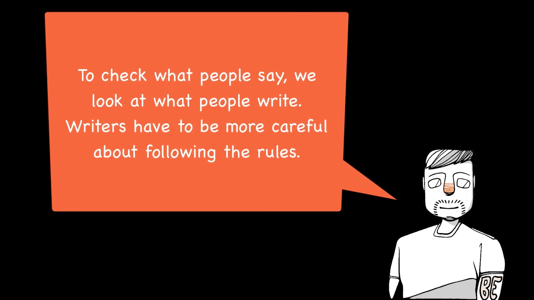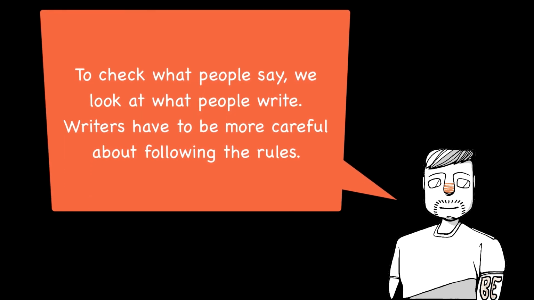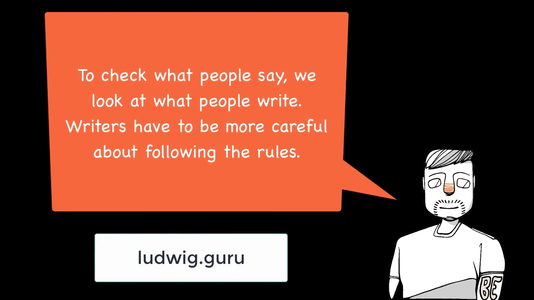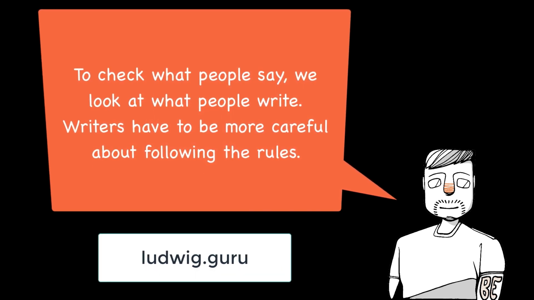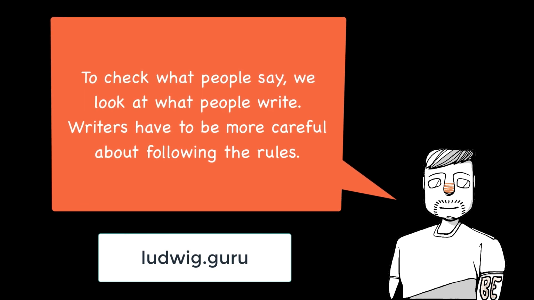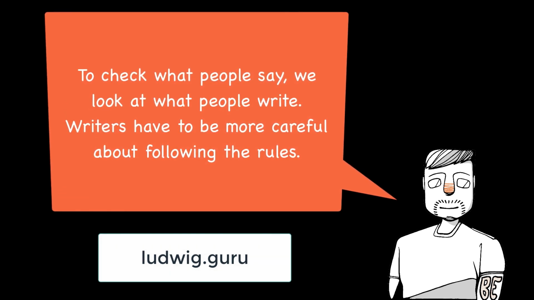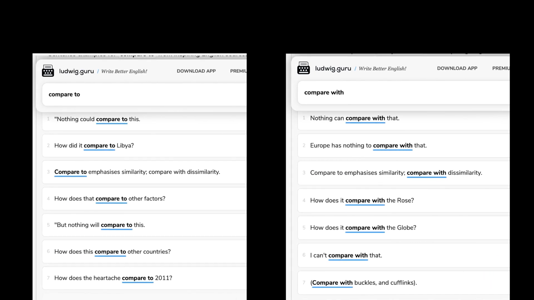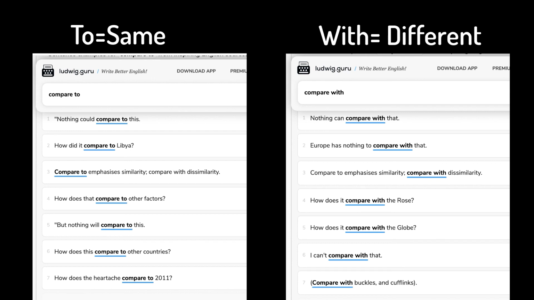To understand correct English, the English that people use at work and in school and on tests, we need to look at what people have written. To see how people know which to use, we need to look at specific examples. Ludwig Guru is a good place to start. Here are examples of compare with and compare to. Do they follow the rules?